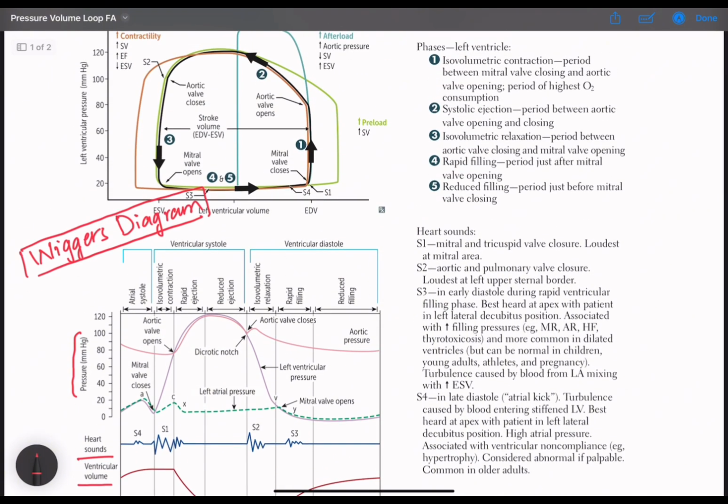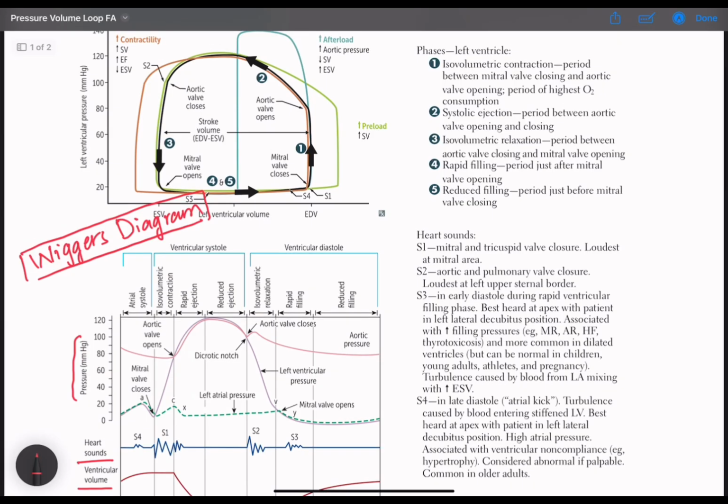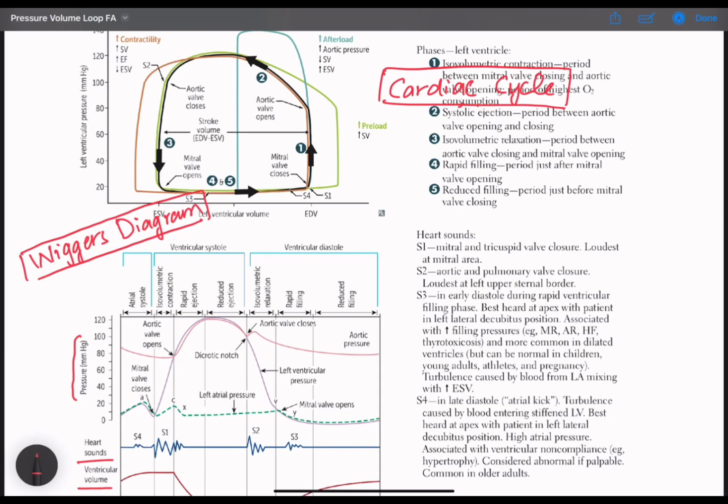Now let's go toward cardiac cycle. So first of all, what is cardiac cycle? The series of events or changes that occur within each heartbeat is known as cardiac cycle. It is divided into two phases: a systole, where heart contracts and pumps blood, and a diastole, where heart relaxes and stores or accumulates blood.